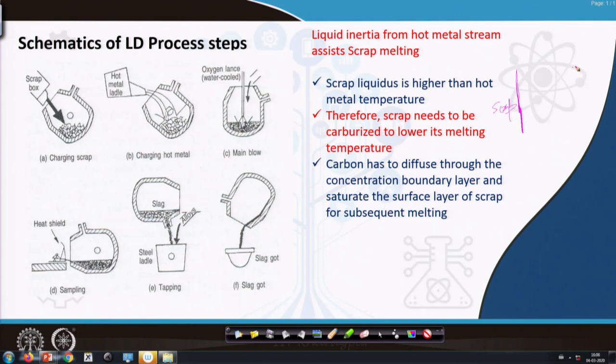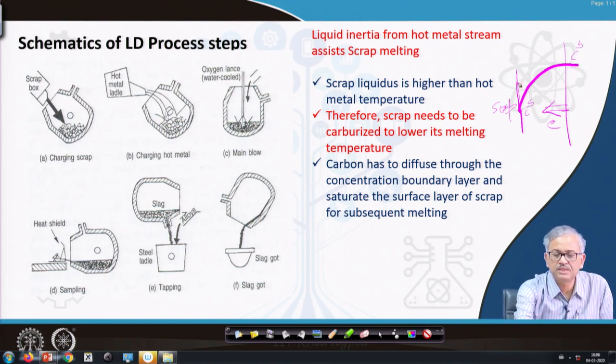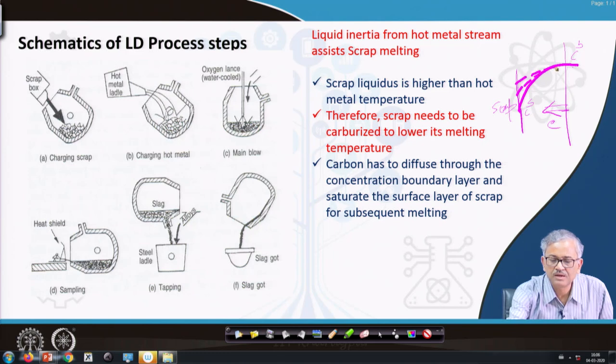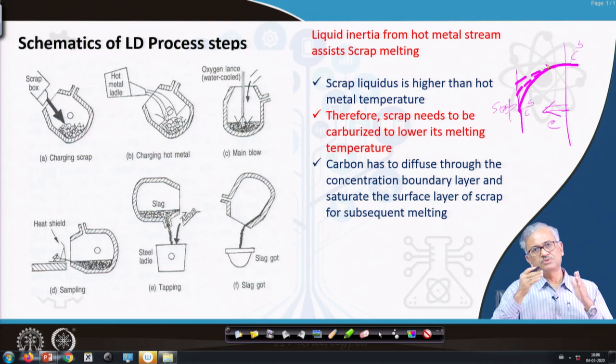So carbon in the bulk is higher and carbon at the surface is lower. This is the concentration boundary layer, and carbon is basically diffusing through here. Carbon has to diffuse through it, and with time the concentration at the surface will increase. With time, this profile will go on changing like this, and then like this. So with time, the concentration at the surface will increase.